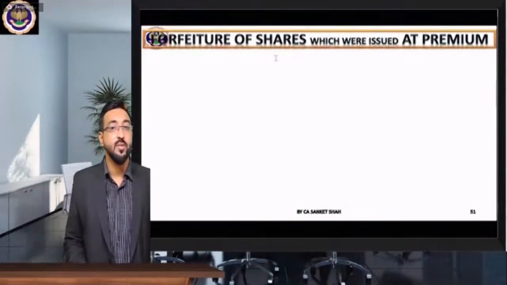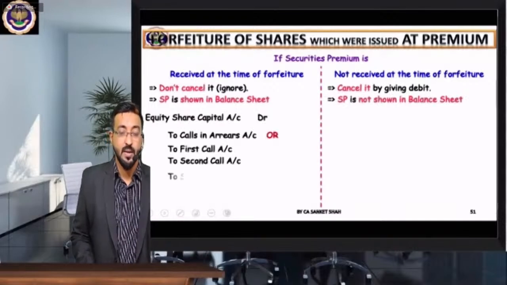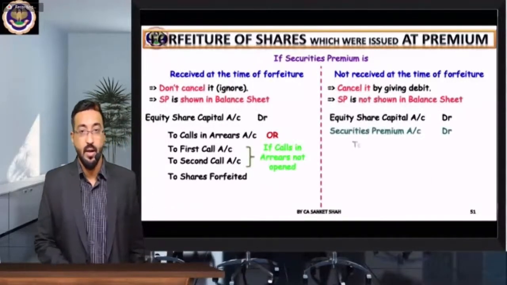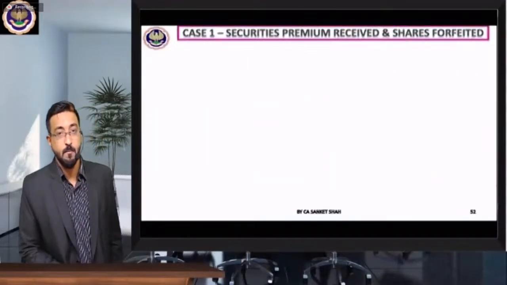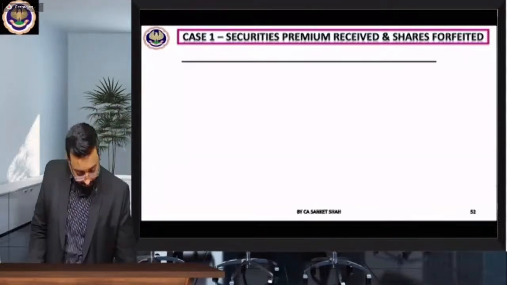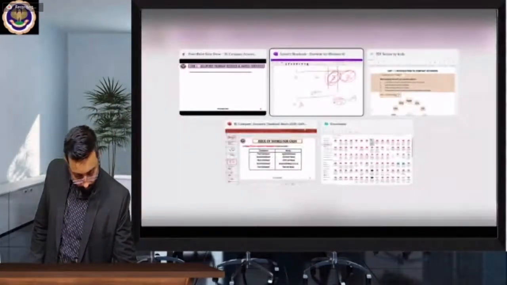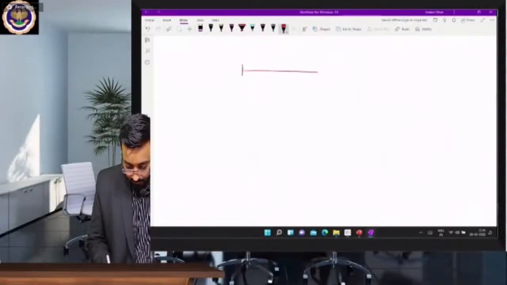Forfeiture of shares which are issued at premium. Yes, now I will explain this, but wait. First, I have to explain some concepts. So first, I will take some examples.